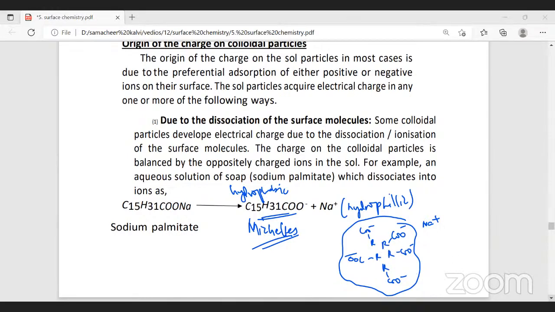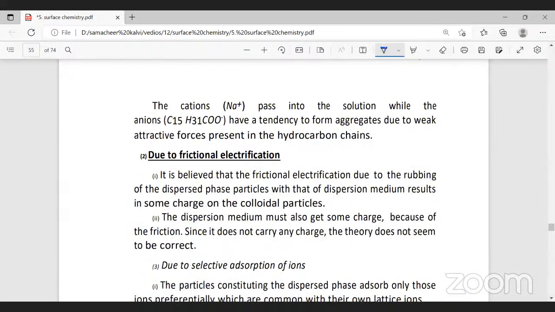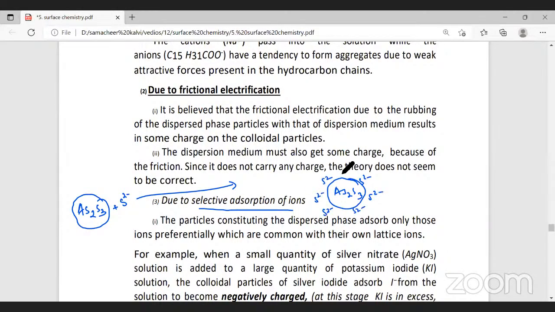Now, the second reason for colloidal particles to form charge is due to selective adsorption of ions. What do you mean by selective adsorption of ions? If you take arsenous sulfide, As2S3, this arsenous sulfide will preferentially adsorb only sulfide ions. So arsenous sulfide will have S2- ions on the surface. Even though it has arsenic ions, it will adsorb only sulfide ions.